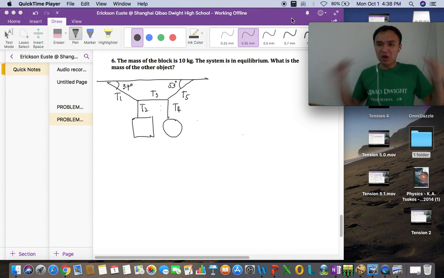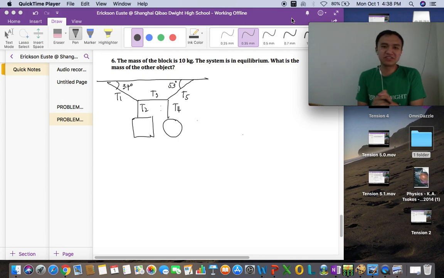Hi guys, so we are on to the sixth problem, the last problem for the exercise. I hope that by this time you are already doing well on the free body diagram, and this problem is relatively easy for you. You already know that if there is a net force, then an object will be accelerating. But if there is no net force, that means that the forces are balanced. That means that it is in the state of equilibrium.